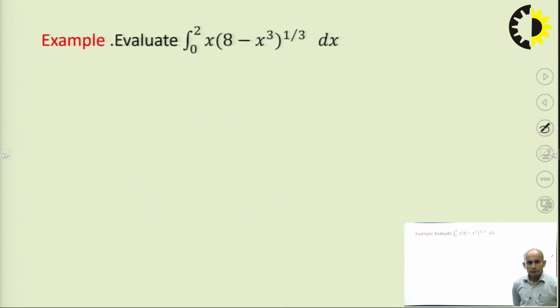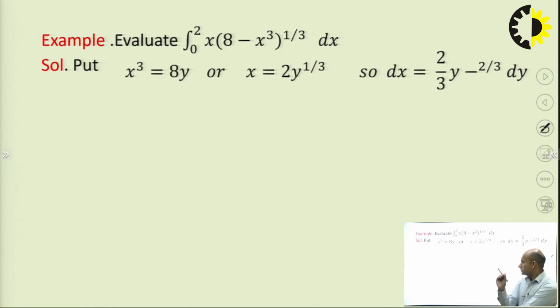Now, we have to evaluate this integration which is integration 0 to 2 of x and 8 minus x cube, whole power 1 upon 3, dx. Now, we can change this integration as integration of beta function, in which we have limits 0 to 1, x to the power m minus 1, then 1 minus x whole power n minus 1 dx. So, first we have to convert this integration into integration of beta function. So, first we have to assume that x cube equals 8 times y. So, we can see the change here, x cube equals 8 times y.